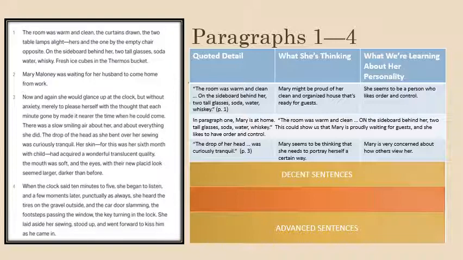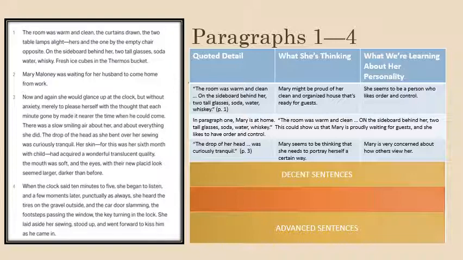So what is she thinking? Mary seems to be thinking that she needs to portray herself in a certain way, right? I'm focusing on this curious tranquility as she drops her head, that she seems to be aware of how others view her, right? So that's in the third column. She's concerned about how others are viewing her, that when she's seen, she needs to be seen in a certain way. It's not just about who she is, but she's worried about how other people perceive who she is.